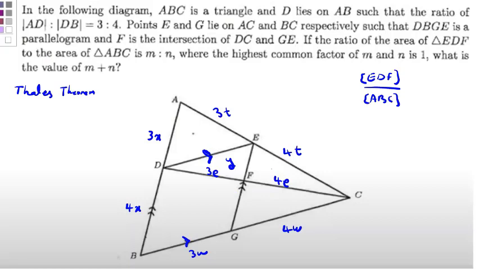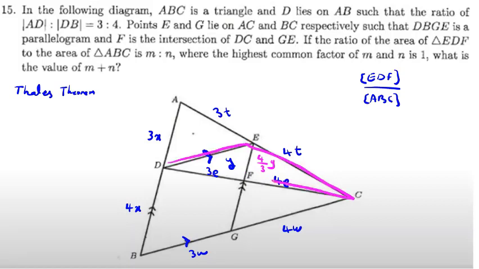So let me write the rest of that with pink. This over this is 4 over 3. So this area, because it has a common height, you can say this over this is 4 over 3. So you should place 4 over 3 by, then this over this is 4 over 3.